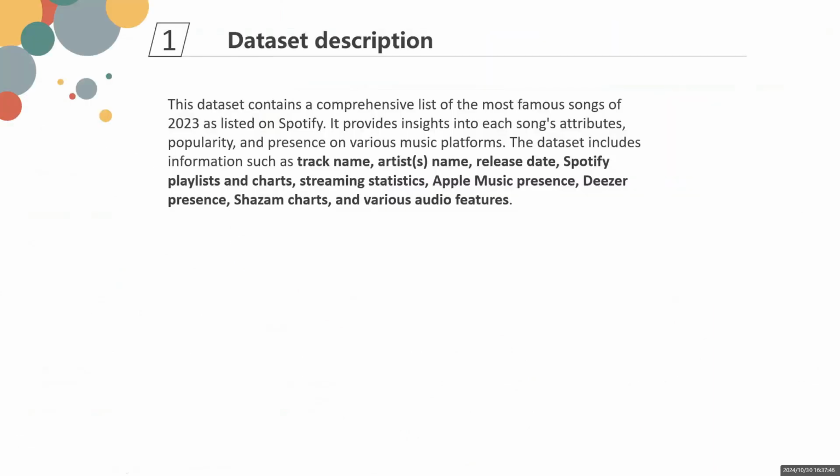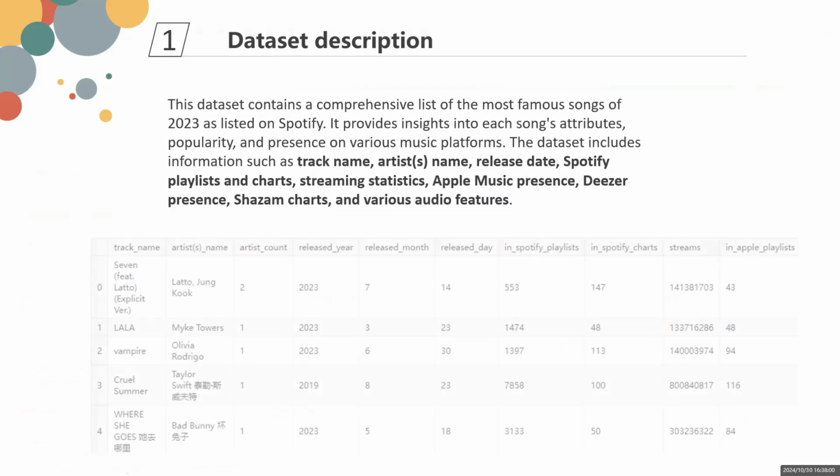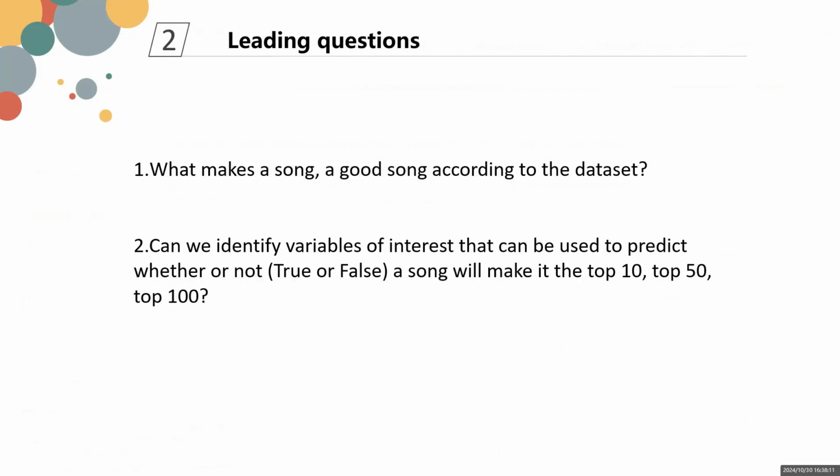Dataset description. This dataset contains a comprehensive list of the most famous songs of 2023, as listed on Spotify. It provides insight into each song's attributes, popularity, and presence on various music platforms. The dataset includes information such as the track name, the artist, the release time, and so on, just like the following. And then the second part is the leading question.